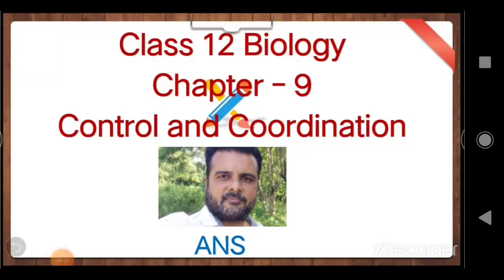Dear students, as we know, we are learning the chapter Control and Coordination, and in this we have completed the central nervous system and peripheral nervous system. Today we have to complete the autonomic nervous system. The autonomic nervous system is divided into two types, sympathetic and parasympathetic. How they are divided and for what purpose they are used in our body, that we have to see today. I have divided this ANS series into two parts, ANS part 1 and ANS part 2.